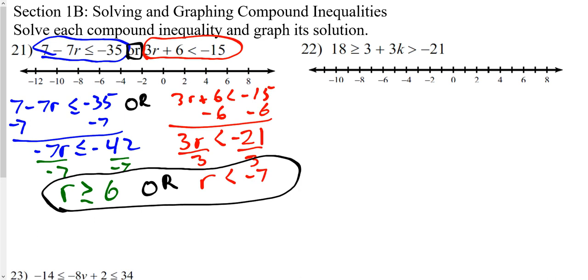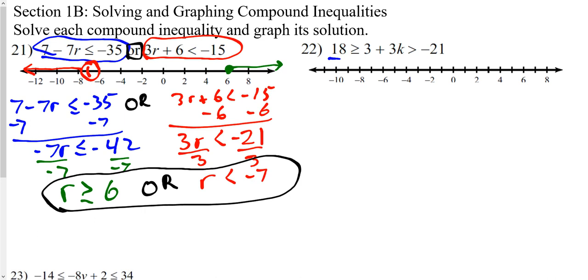So if I graph the red, it says I have to be at negative 7, which is here. It's only a less than, not a less than or equal to, so that's an open circle. R is less than negative 7, so that's shading to the left. When I look at the green, that's a 6. That's a greater than or equal to, so that's a filled in circle, and R is greater than that, so I have to shade to the right. So that's what your number line would look like.